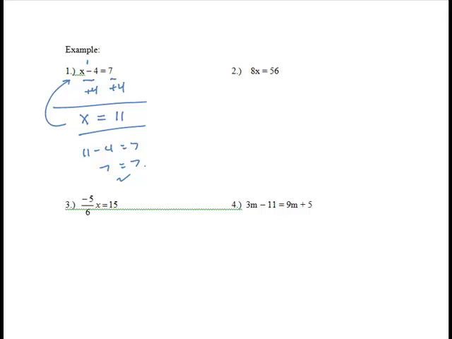Example 2, equal sign, so it's an equation. Your variable x has an exponent of 1, so it's a linear equation. Step number 1 is already simplified each side. Step number 2, our only variable is obviously on one side as well. So step number 3, isolate it.